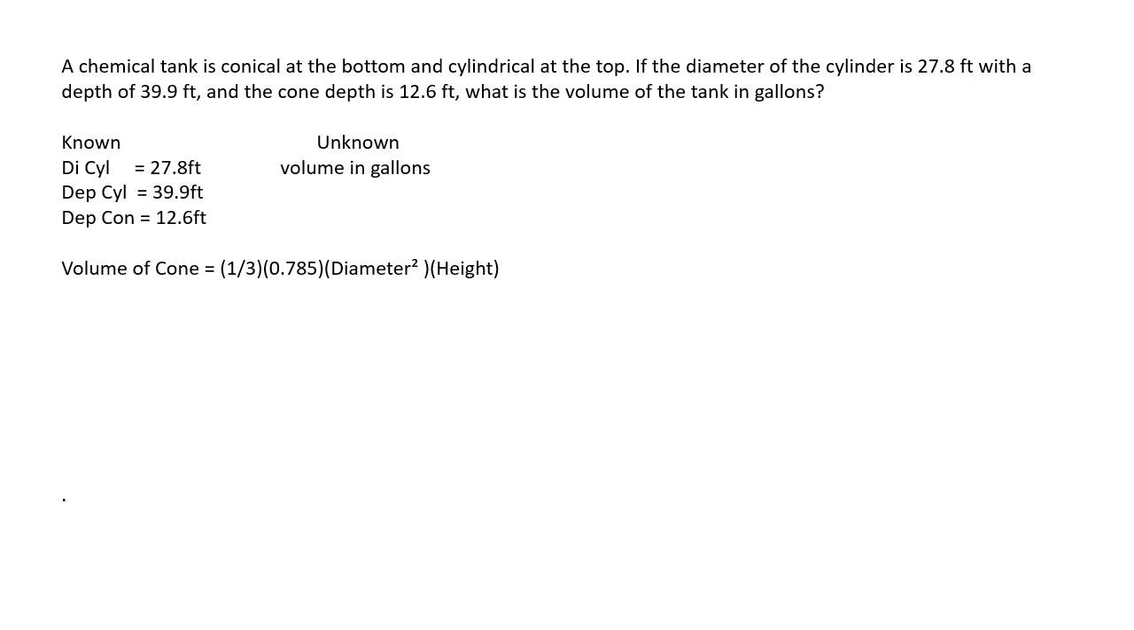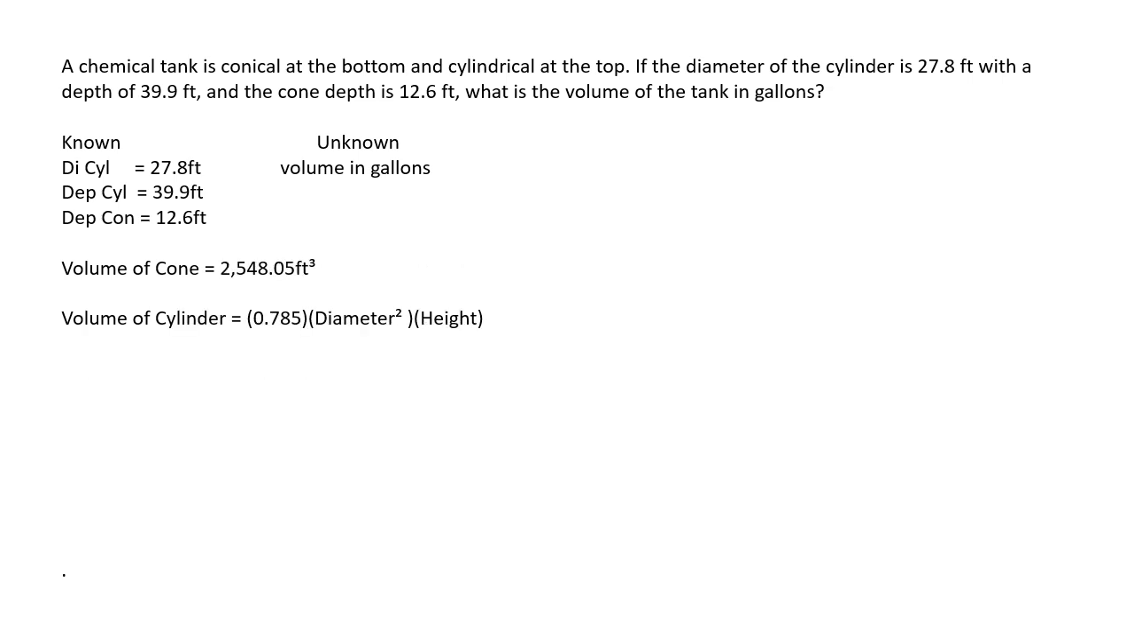First, we'll do the volume of the cone. It's still 1/3 times 0.785 times the diameter squared times the height. Now remember, the diameter of the cylinder and the diameter of the cone are the same. So we're going to plug these in because they're already in feet. So 1/3 times 0.785 times 27.8 feet squared times 12.6 feet. When you do the math, you get 2,548.05 cubic feet.